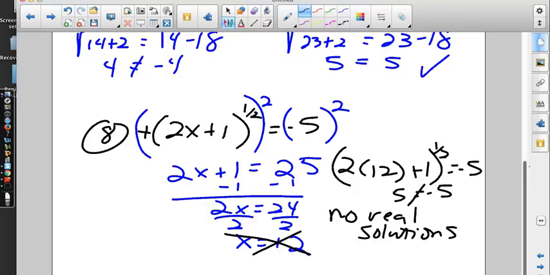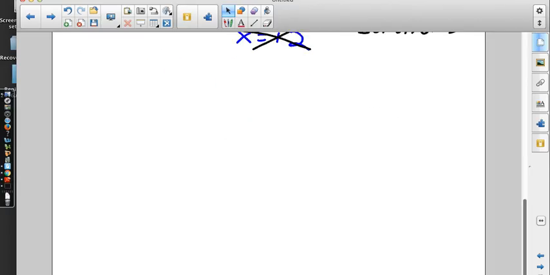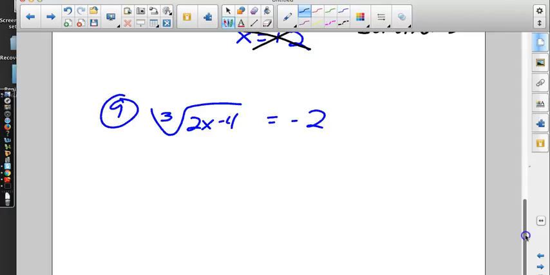Alright, number 8, you got it? Let's look at 9. Is the radical isolated? Is it by itself? No. So how do we get rid of a cube root? It's already a cube root. Cube it. Yeah.